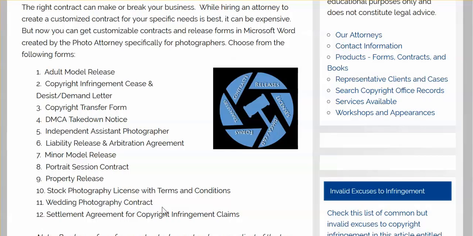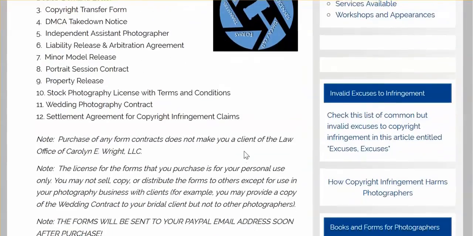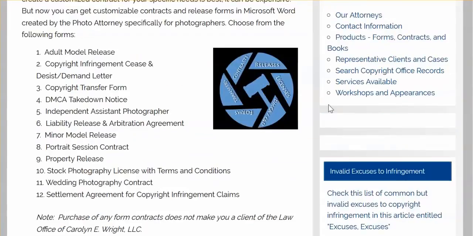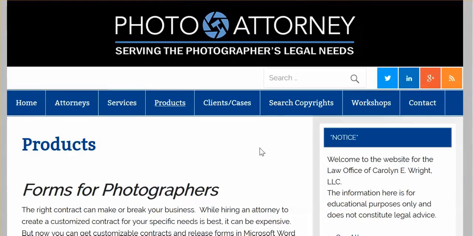If you're a wedding photographer, what do you want to know about wedding photography contracts? If you're a portrait photographer, there's a portrait session contract. These are worth looking at, and if you pay these folks $9.95 through PayPal, you can download it already customized for your company. That could save you a lot of time and a lot of aggravation. I want to remind you that forms are not a good place for you to exercise your creativity. They're really for lawyers to put together. You don't want to learn that one in court.